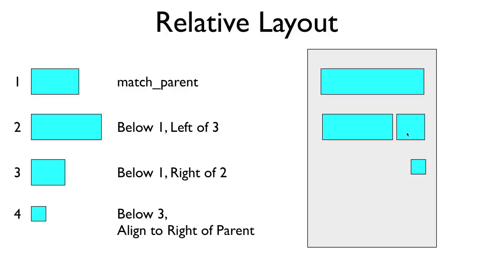This is 3, that is 3. Then I'm going to say when I put this component in here, I want it to be below 1, it is, and I want it to be to the right of 2, which it is. So that's how that fits. And then finally, for the last one, I'm going to say I want it to be below 3. You don't have to say below 2 and 3, just below 3 works. And then I want it to align to the right of the parent, which is the relative layout, and that's where it is, to the right.